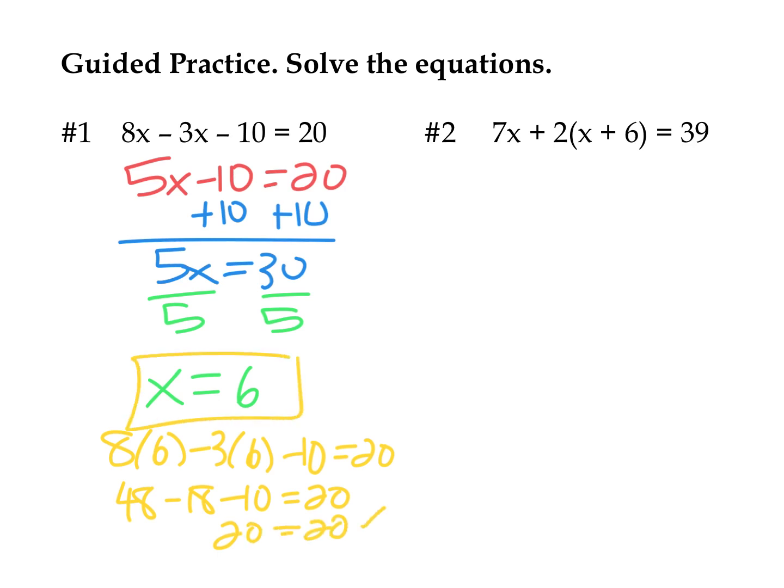So we can always check, and when you do so, make sure you plug it in the original equation. We don't want to check by plugging into one of our other steps. Always plug back into the original equation that you were starting with.